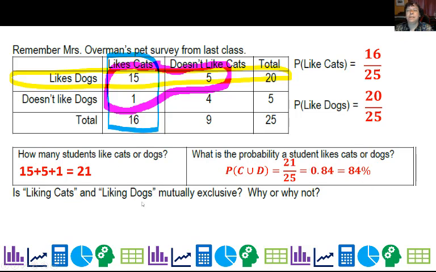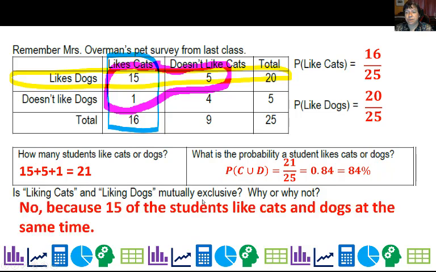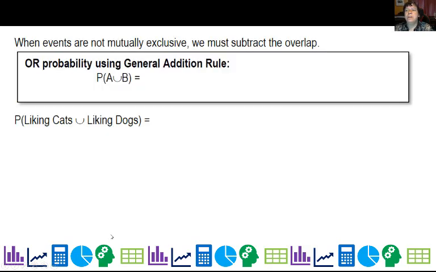Is liking cats and liking dogs mutually exclusive? No, because 15 of these kiddos like cats and dogs at the same time. So just because you like cats doesn't mean you can't like dogs, and just because you like dogs doesn't mean you can't like cats.